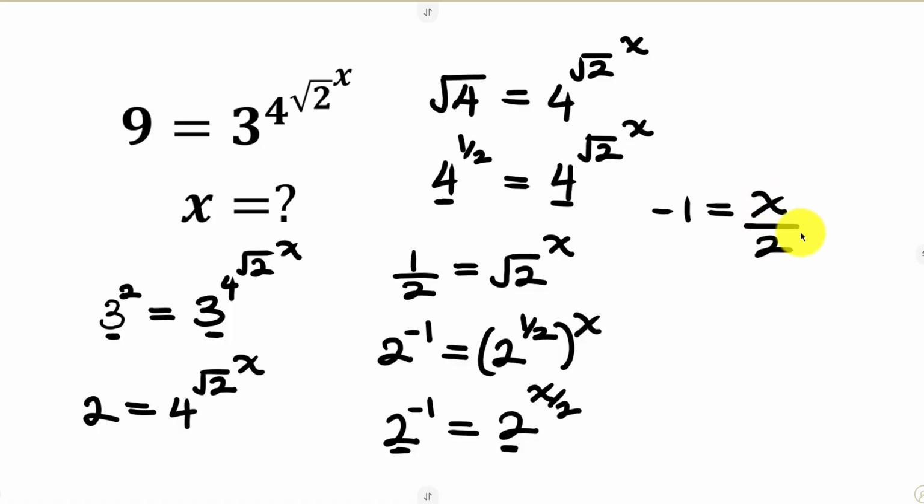I have a fraction on the right hand side. We can make the left hand side a fraction by putting over 1 there. Now let's cross multiply. x times 1 is x. This is equal to 2 times negative 1, which is negative 2. So the value of x is negative 2. And that is our final answer.